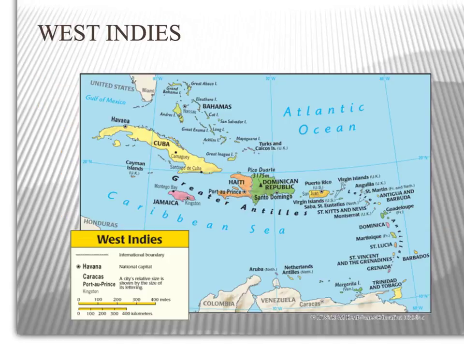So again, the West Indies, you can see that there's a lot of different islands, right? So you can see Cuba, you can see Haiti, Dominican Republic, right? Jamaica, the Cayman Islands, right? Puerto Rico, Dominica, right? Antigua and Barbuda, the Virgin Islands, right? And you can see here, right? Barbados, which we were talking about.